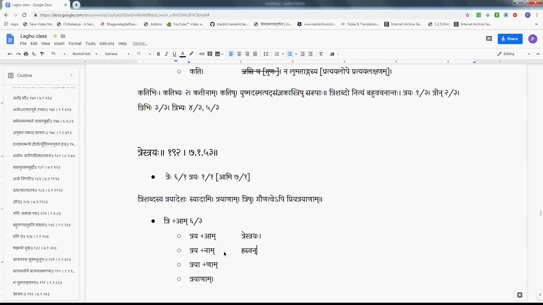Hrasva nadyapo nut. So nut will be there. Where will nut come? Nut is nut. So ukara will go by upadeshe janunasika it, and takara by halantyam you will get, by tasya lopa. Nakara is the content. Where should this go? Adyanto takito. So adyanto takito.